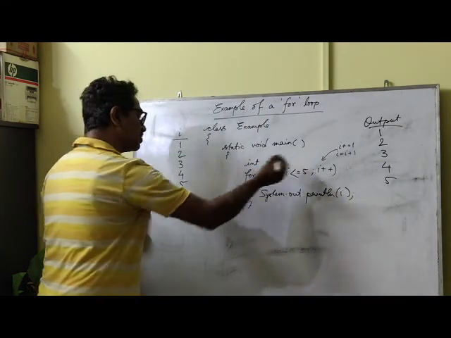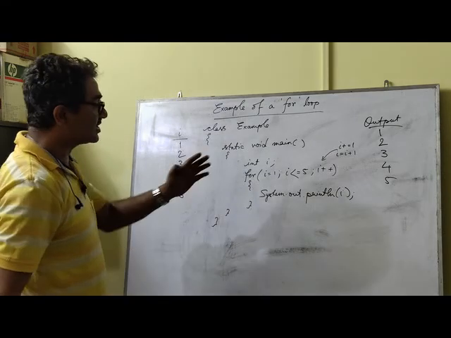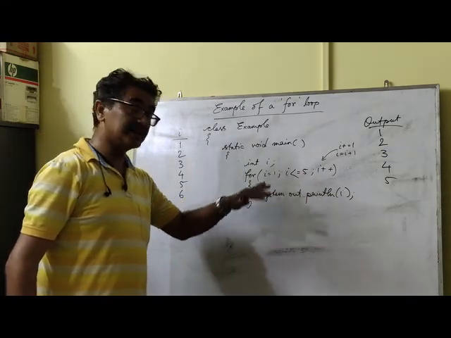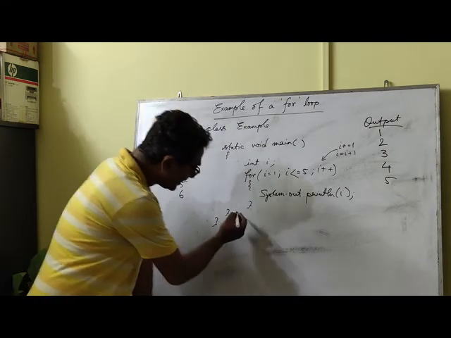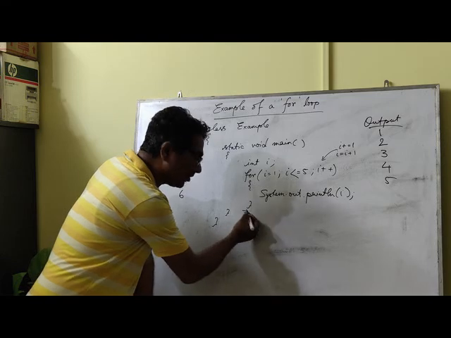And then again it goes to the updation part, so it becomes 6, and the condition for the first time is not true. That is, 6 is neither less than nor equal to 5. So it exits from the loop. Exit means it comes over here, that means the statement after the closing brace of the for loop.